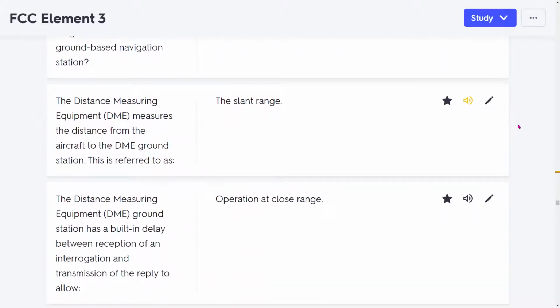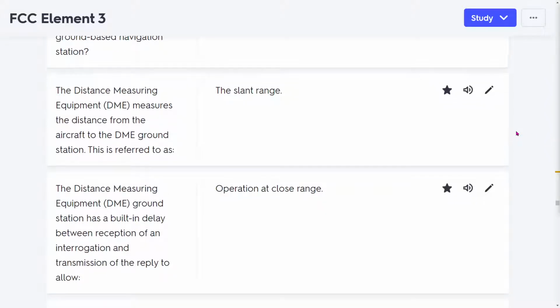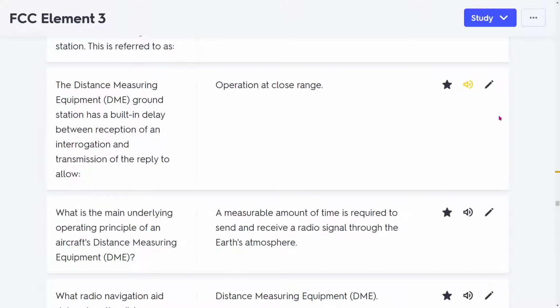The distance measuring equipment measures the distance from the aircraft to the DME ground station. This is referred to as the slant range. The distance measuring equipment ground station has a built-in delay between reception of an interrogation and transmission of the reply to allow operation at close range.